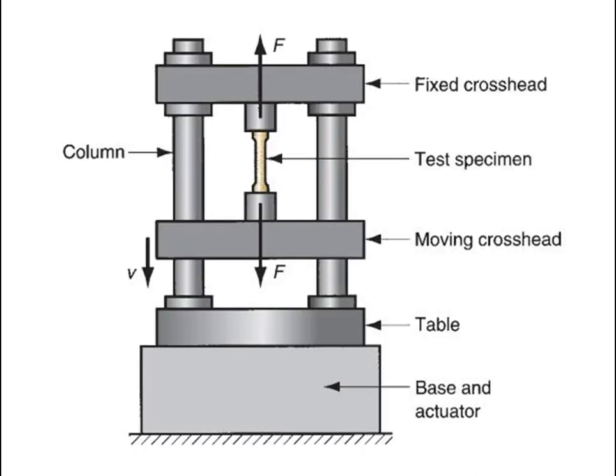And there's an example of tensile stress. So there is a specimen, and this is a test specimen, and this is the fixed crosshead. This one is the moving crosshead, and this one can move downward. And this is the table, and this is the base or an actuator, and this is the column. This portion is from the column, and when force is applied downward, this tension is applied, and the specimen becomes enlarged.